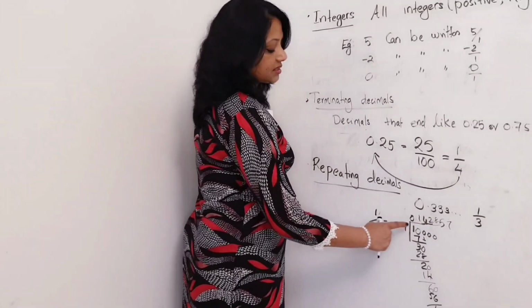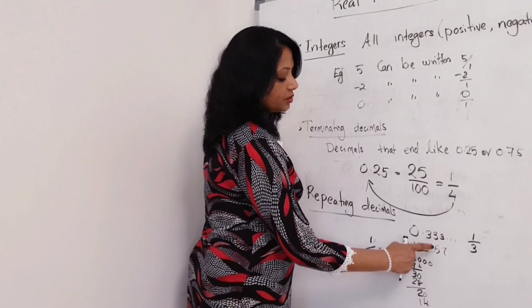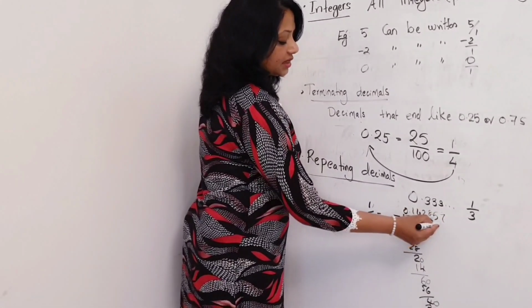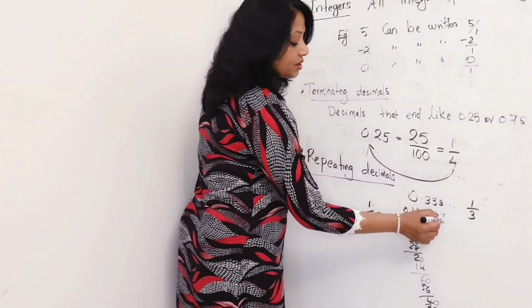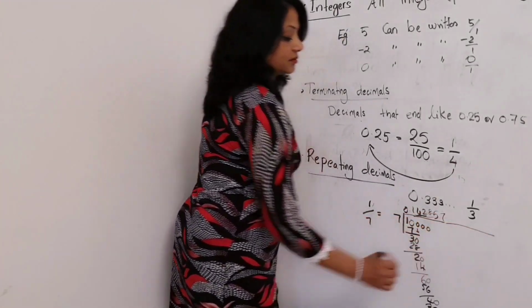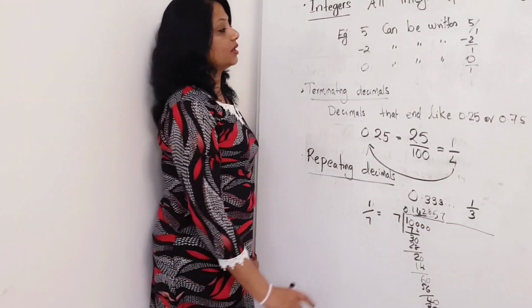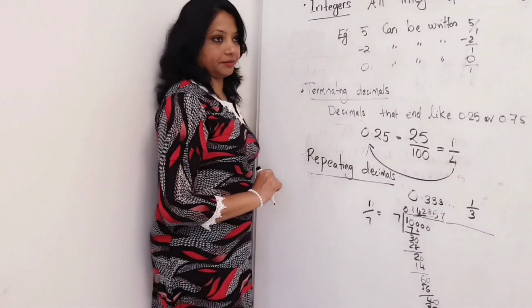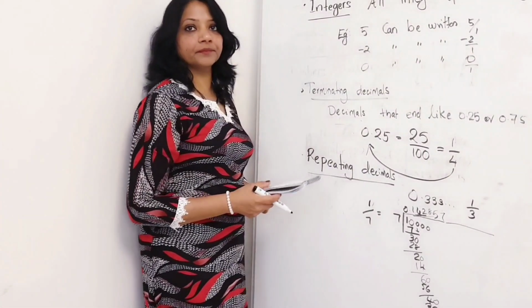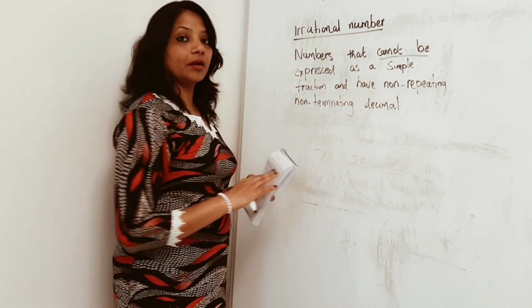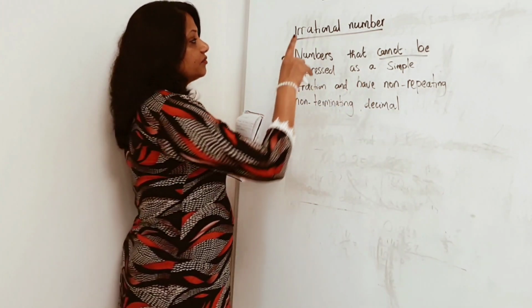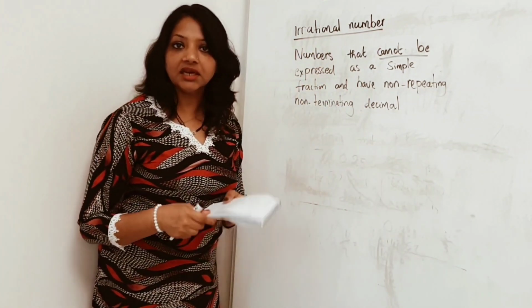So the set of number is going to repeat. So here we can say 0.142857. This number is going to repeat again. So that type of number is also a rational number. Okay? If the number is not repeating, we will say that is an irrational number.